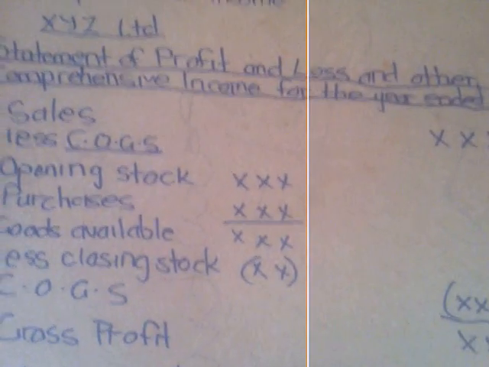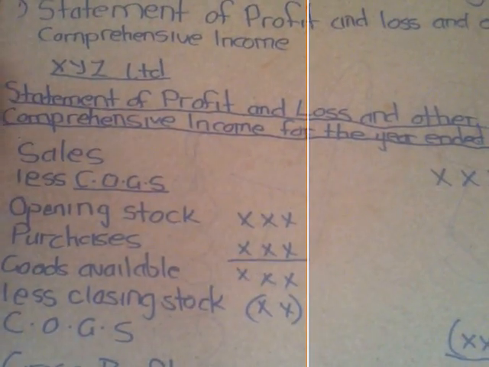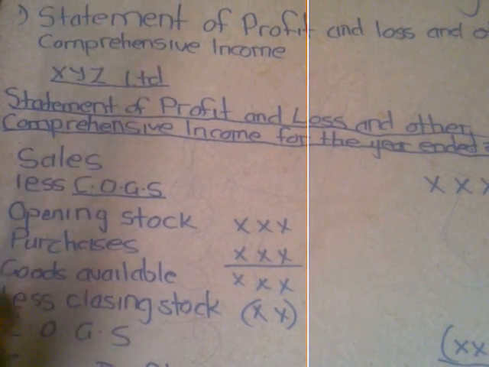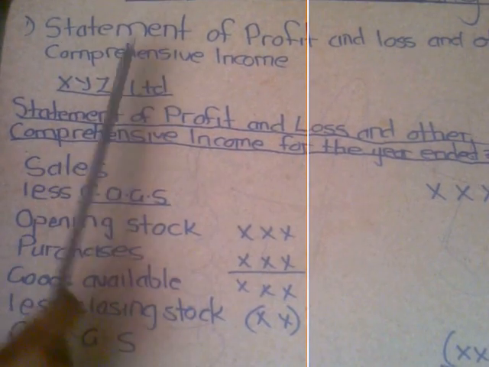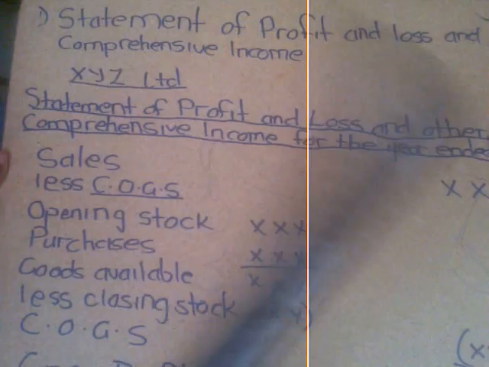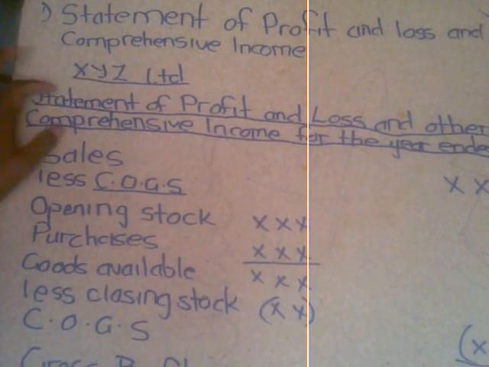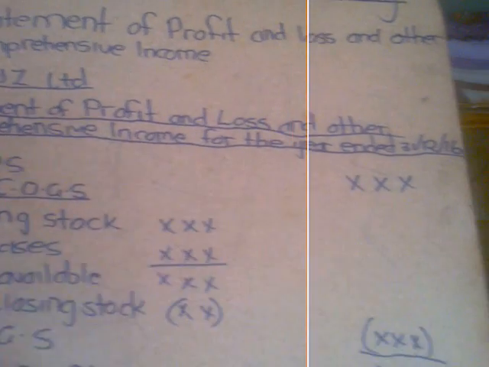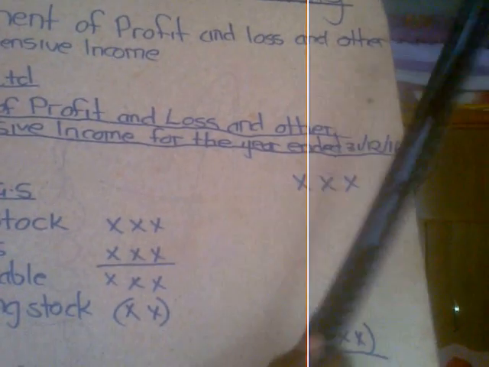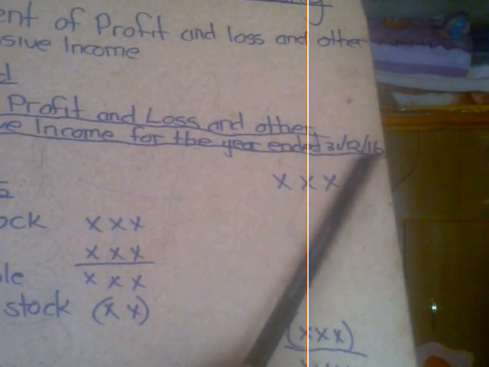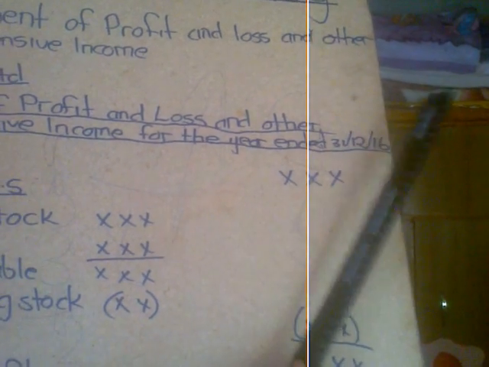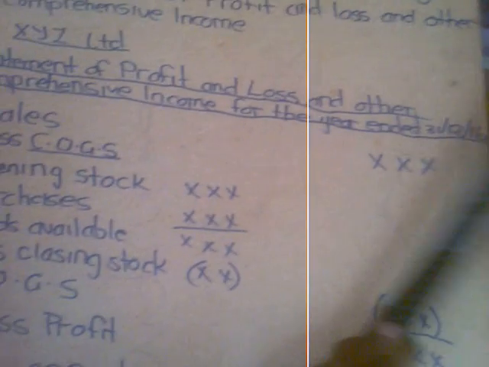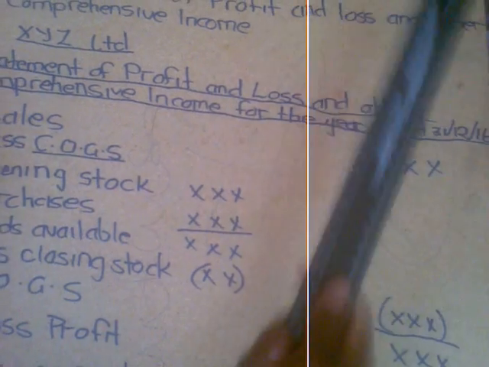of making the statement. To start with, when you are preparing the statement, you have to write the name of the company at the top, that is XYZ Limited or whatever, Chimsoro Limited, whatever. Then followed by the statement of profit and loss and other comprehensive income for the year ended 31 December 2016. However, this gets varied depending on the financial period of the company. Other companies' financial year ends in July, May, all depends.